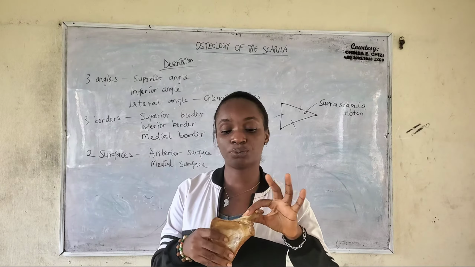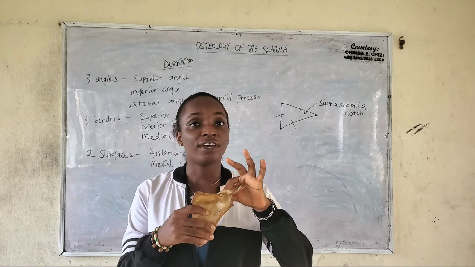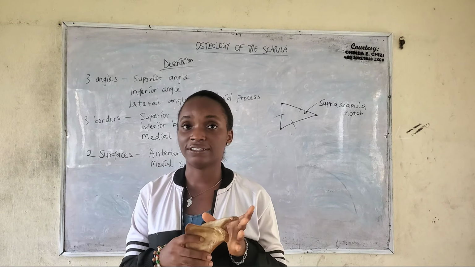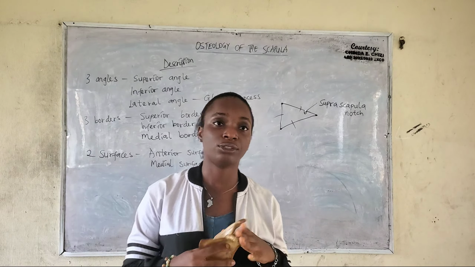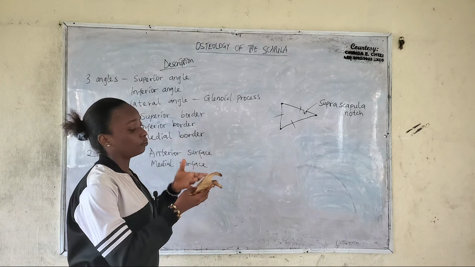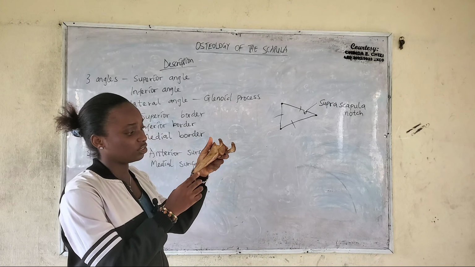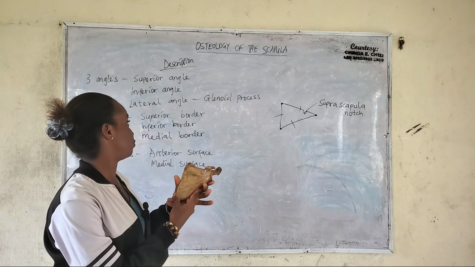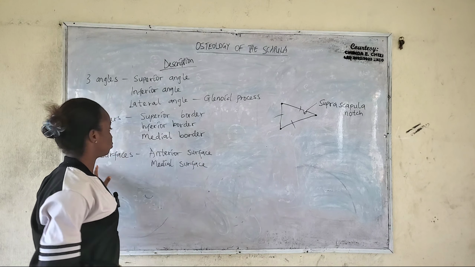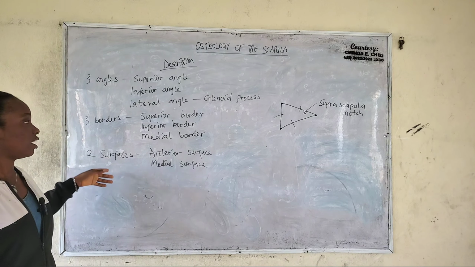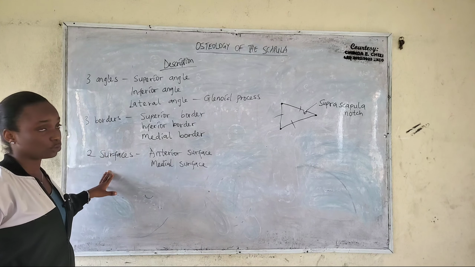Now, vessels pass through this suprascapular notch. I want you to note that. Now that's that on the superior border. I don't think there's any notable thing on the medial border and inferior border. So we go to the next, which are the two surfaces. I remember saying three angles, three borders, and two surfaces.